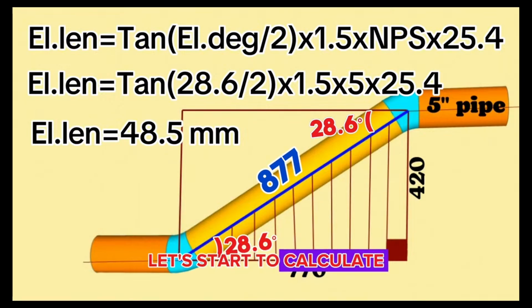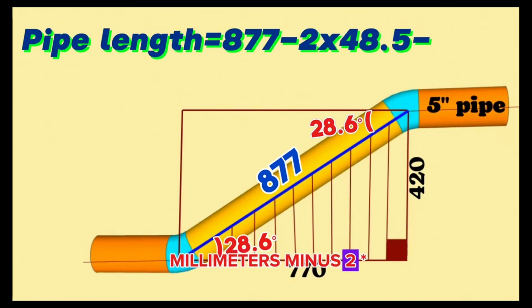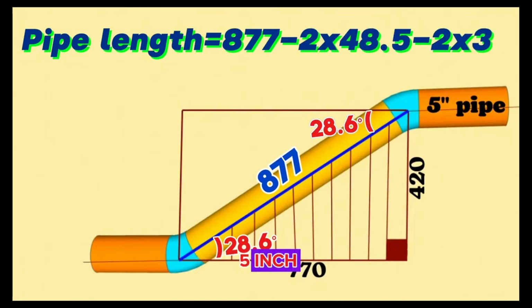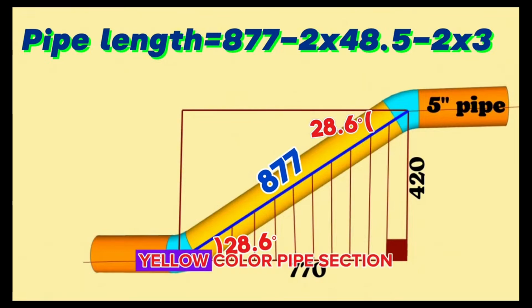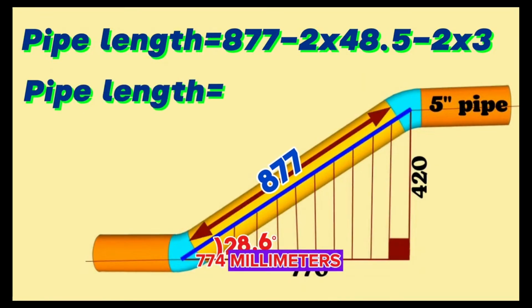Let's start to calculate this yellow color pipe section length. Pipe length is equal to total length 877 millimeters, minus 2 times the 5-inch 28.6 degree butt weld elbow length 48.5 millimeters, and minus 2 times gaps for welding 3 millimeters. At last we calculated and found that the length of the 5-inch yellow color pipe section on this pipeline is 774 millimeters.